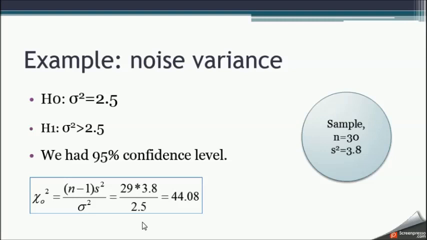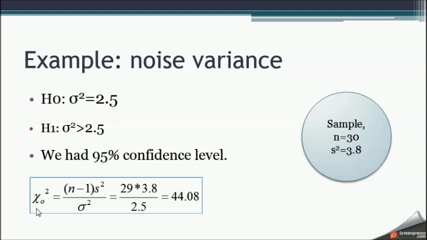So now let's have the same example for the noise variance. We have taken 30 points or 30 readings. We have calculated the sample variance to be 3.8, so S square is 3.8. We have the same hypothesis: the null hypothesis is that sigma square, which is the initial assumption, is 2.5. We are afraid that the variance sigma square is larger than 2.5. We are also going to use the same confidence level of 95%.